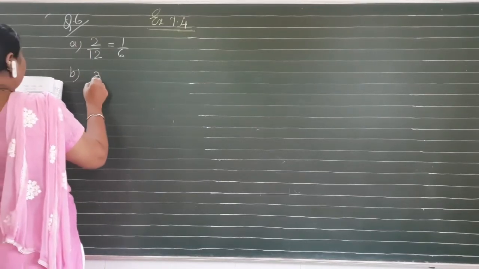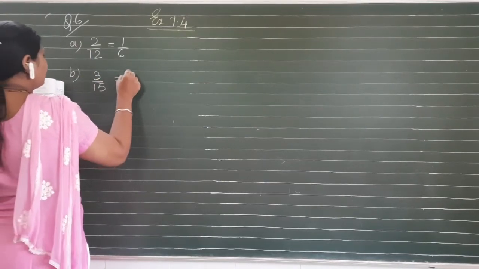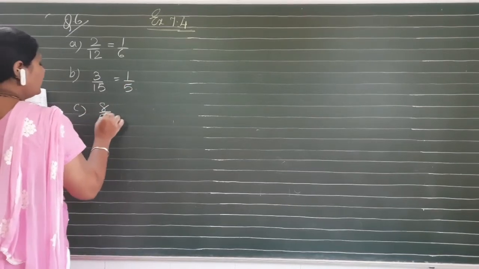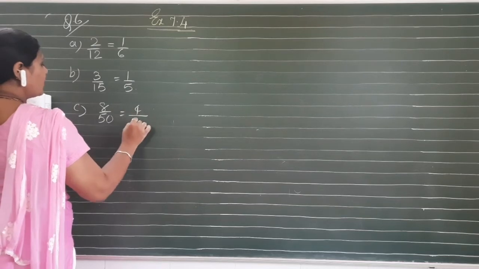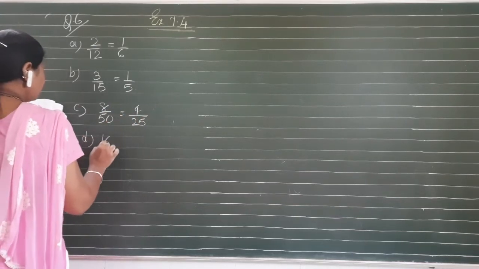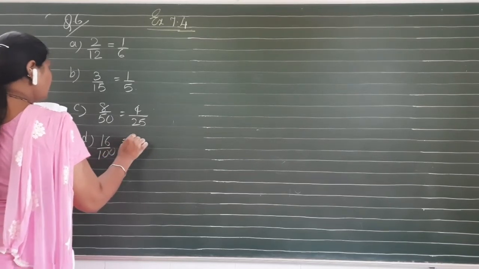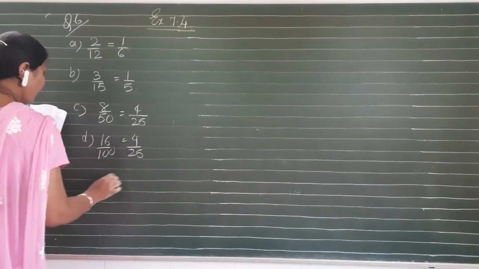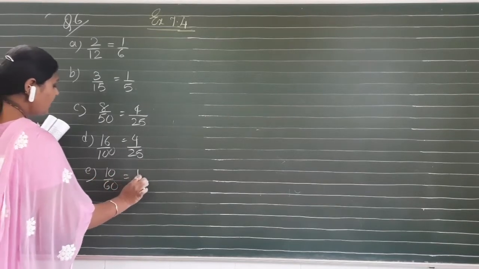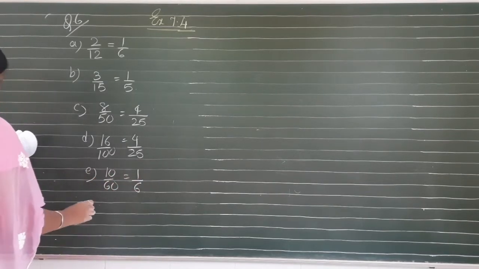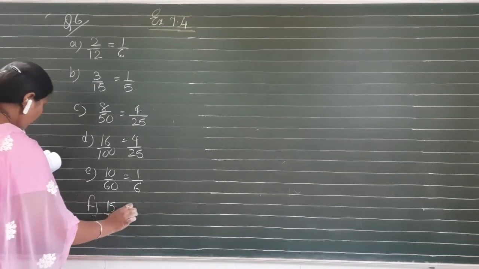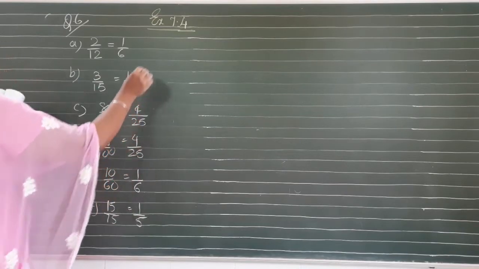B. 3 upon 15 is equal to 1 upon 5. 8 upon 50, lowest term, 4 upon 25, dividing by 2 upon 2. 16 upon 100, 4 upon 25. 10 upon 60, 1 upon 6. 15 upon 75, 1 upon 5.